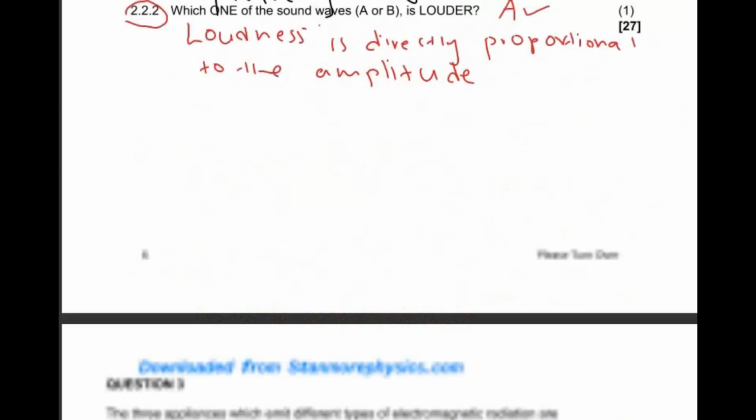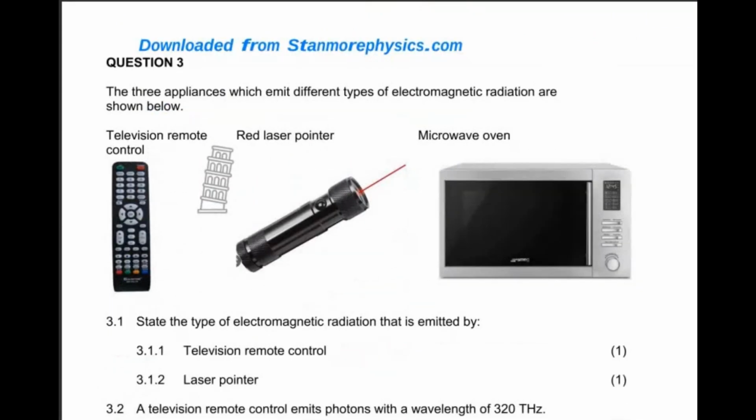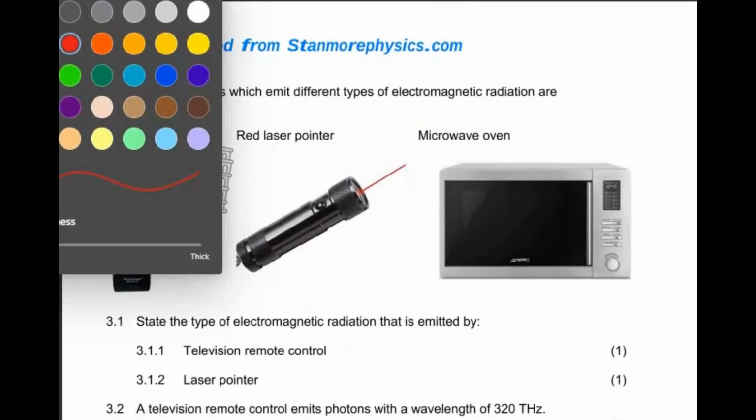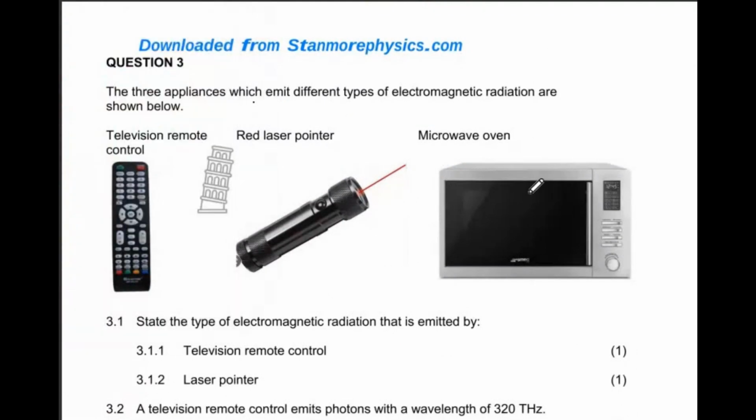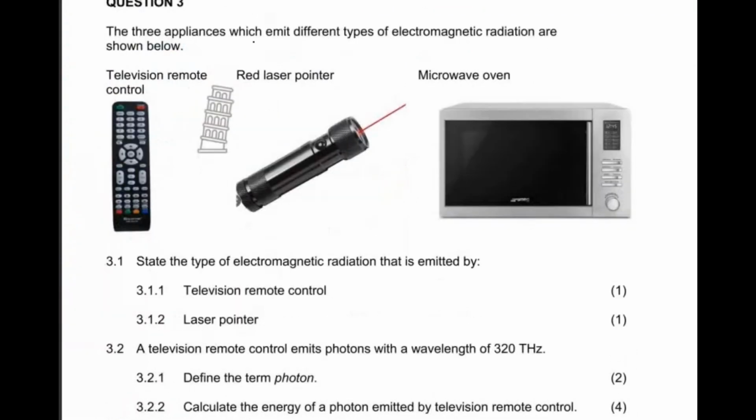Let's go to question 3. Question 3, we are looking at electromagnetic radiation. The three appliances which emit different types of electromagnetic radiation are shown below.